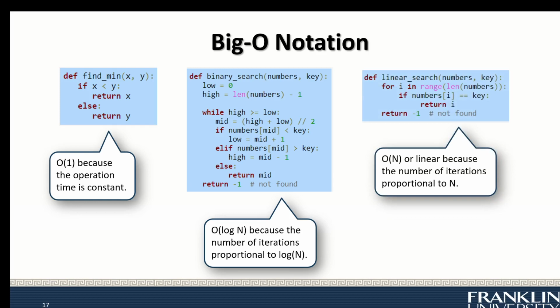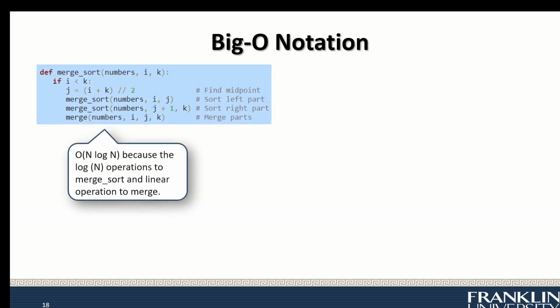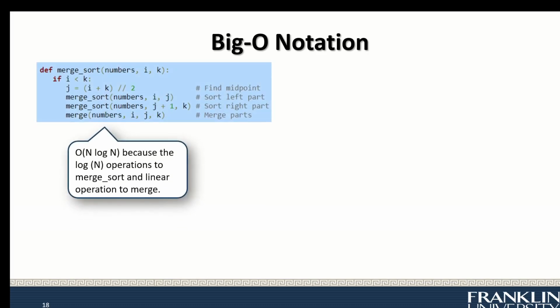If you have a single loop, like the linear search, the number of operations is proportional to n, the size of the input. The merge sort is n log n. The merge sort has, in this case, the sorting part and the merging part. This part has log n, and this part, the merge one, has n. So between these two, you have n log n.